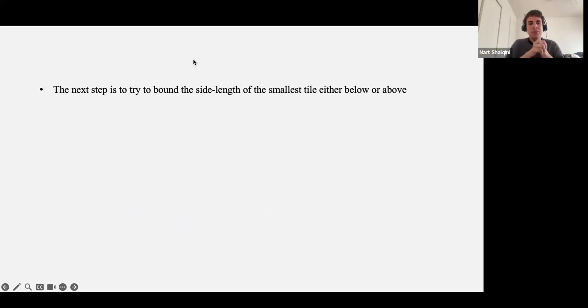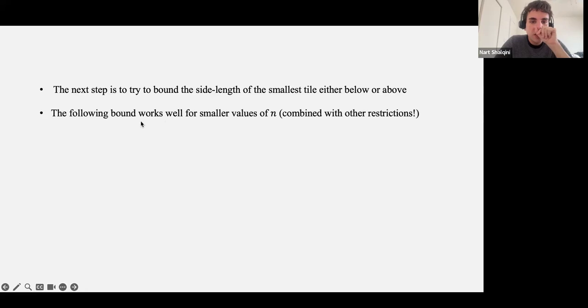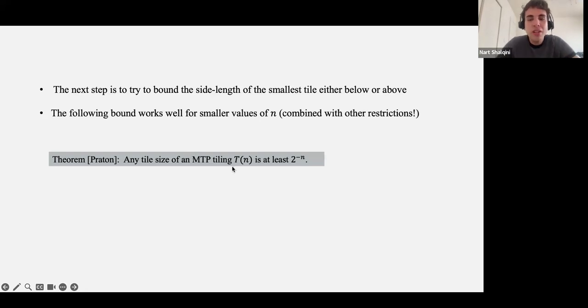So the next step is to try to bound the side length of the smallest tile either below or above. Because we want to use some sort of software program, so we have a finite set of choices, right? Where to begin. Since when we have MTP tilings, we only care about the smallest tile now, more or less. So the following bound works well for smaller values of n. Any tile size of an MTP tiling is going to have a length at least 1/2 to the n, where n is the number of tiles.